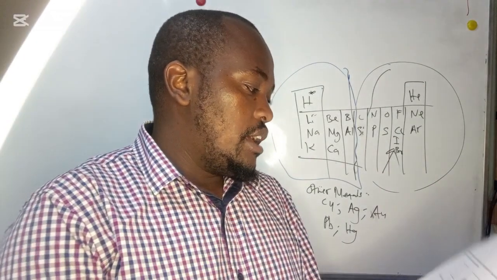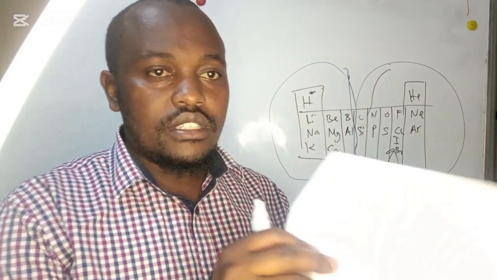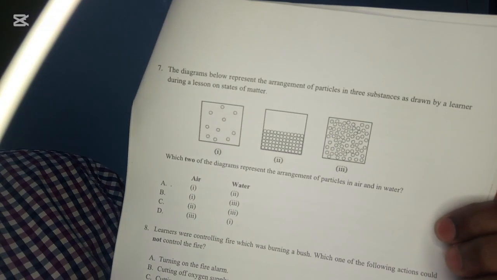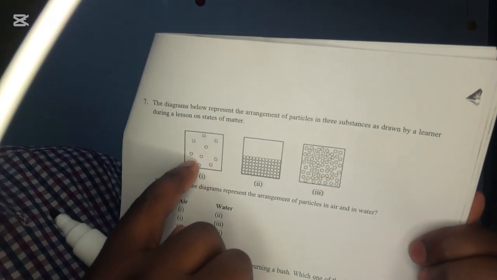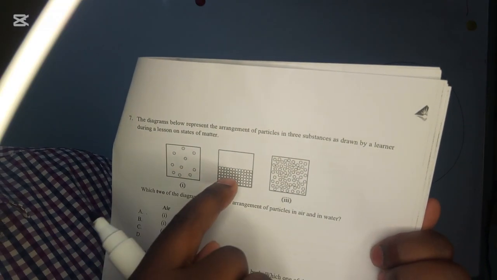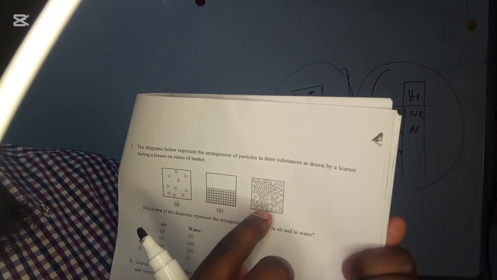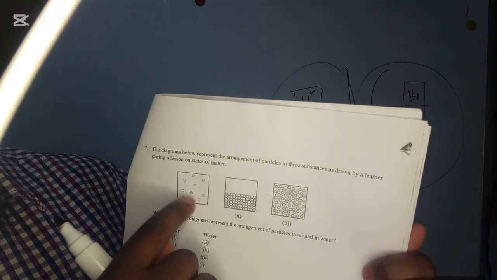Good. Question 7. The diagrams below represent the arrangement of particles in 3 substances as drawn by a learner during a lesson of states of matter. So you have arrangement of particles. These particles are sparsely distributed. They are not even close to each other. Here, these are very closely packed. These ones are close, are distant. Some, actually, are far apart, but not as this.